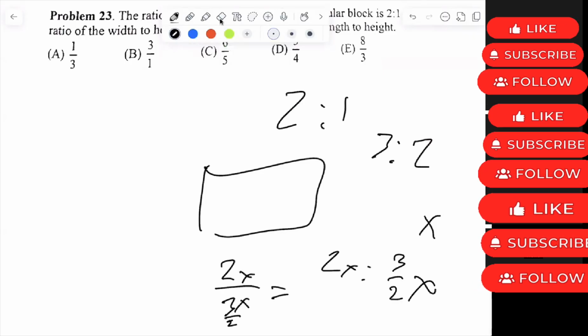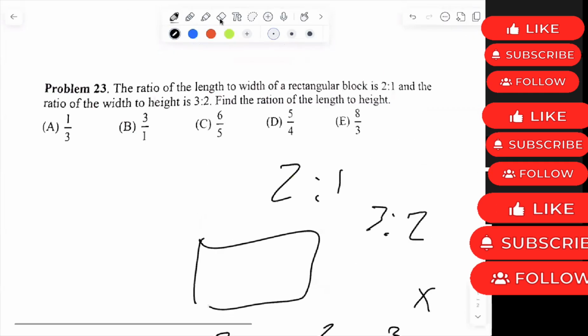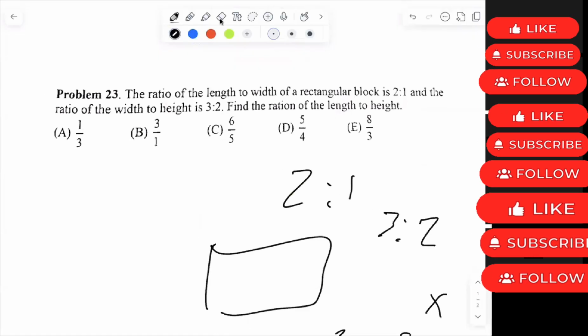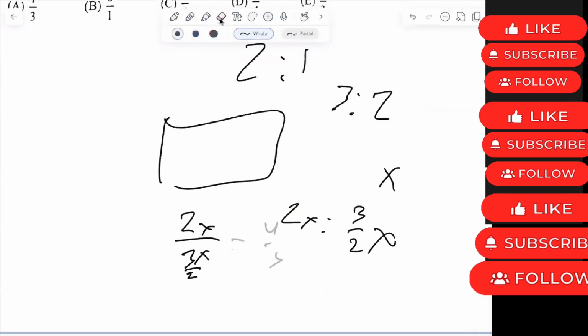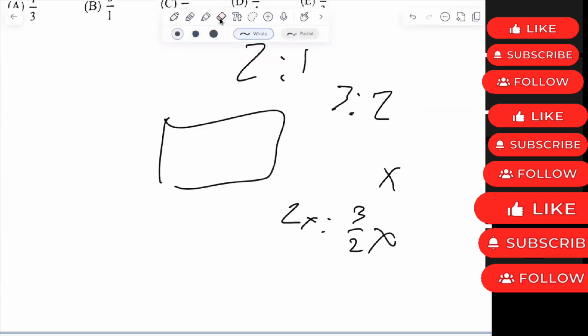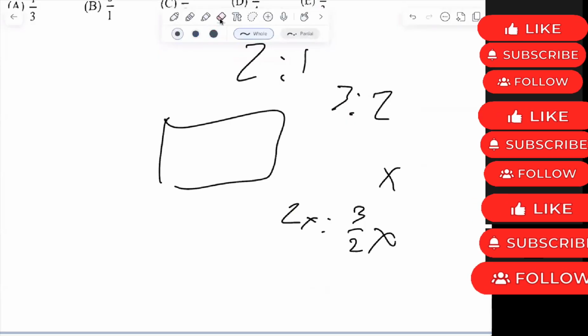Or this is equal to 4/3. Or wait, hold up. No, what? So this is just going to be 2x to 3/2 of x, alright?